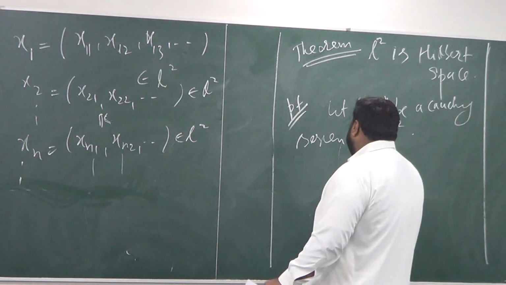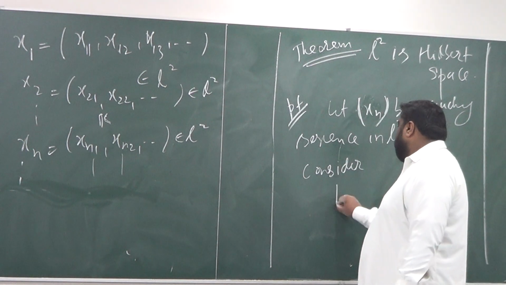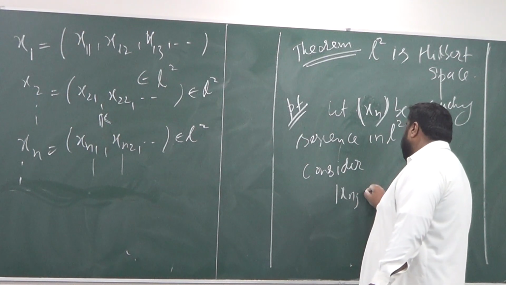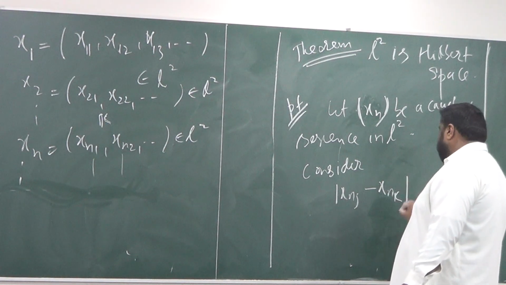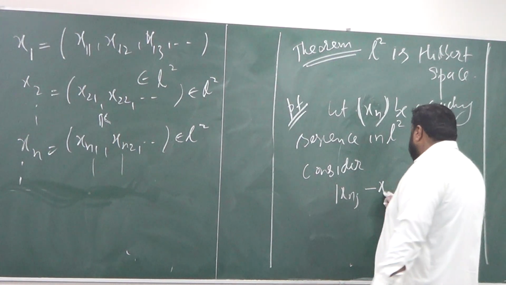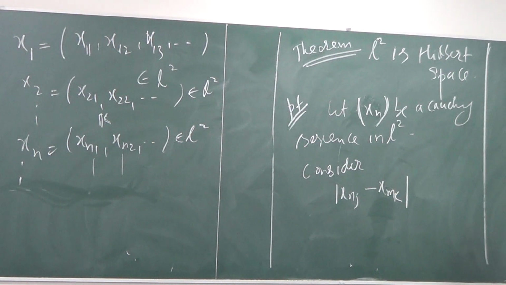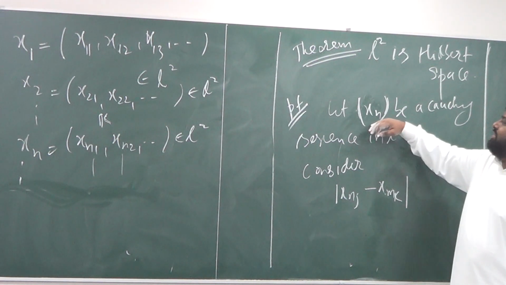Alright, so now consider this. What would be the relationship between xnj and xmk? Let's have a look. What would be the meaning of this sequence being Cauchy?